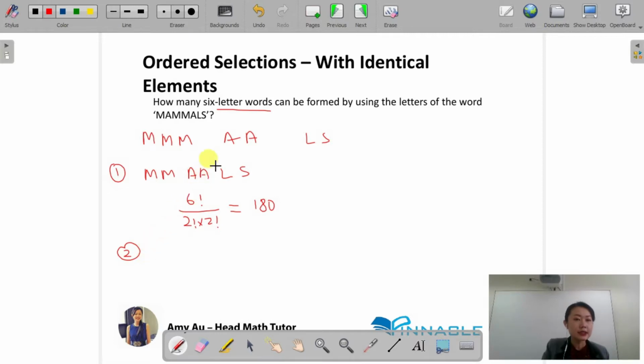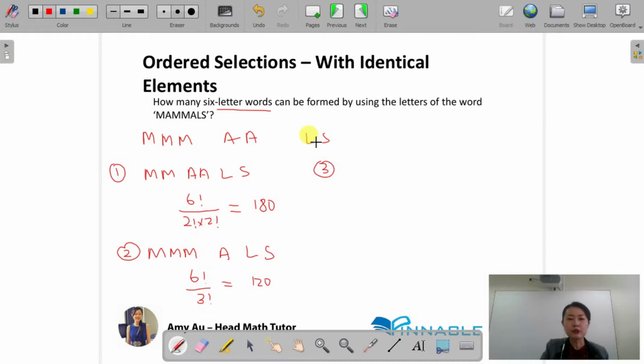This time, let's say we drop an A. So we use 3 M's, 1 A, 1 L, 1 S. So that's 6 factorial over 3 factorial for the triple M's, giving you 120.